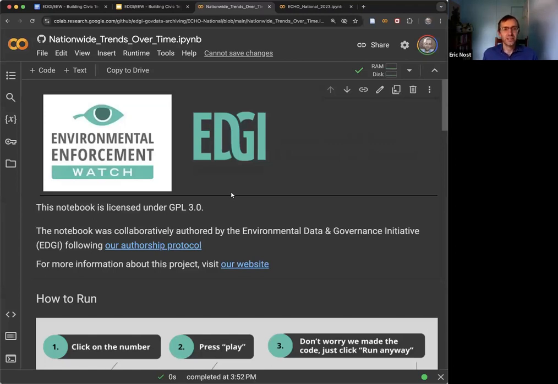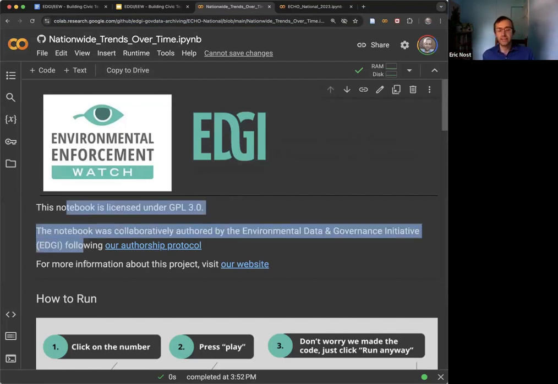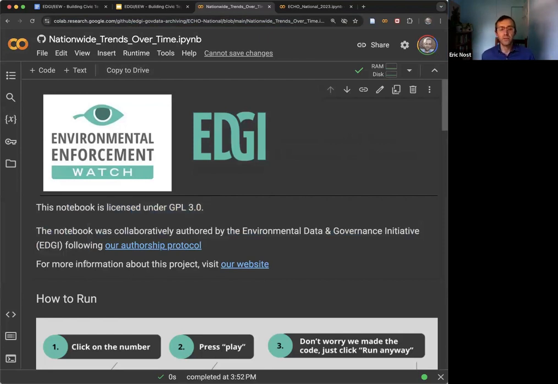Welcome to the demonstration of the Environmental Enforcement Watch Project's Nationwide Trends in Enforcement and Compliance Over Time computational notebook. A computational notebook, which anyone can access at the link above if they have a Google account, is essentially a data science tool that intersperses cells of text, such as this one that explains the licensing for this notebook and how it was authored, with cells of code, which we'll see in a second, that actually retrieve, process, and display data outputs.